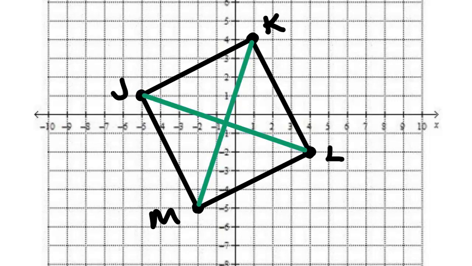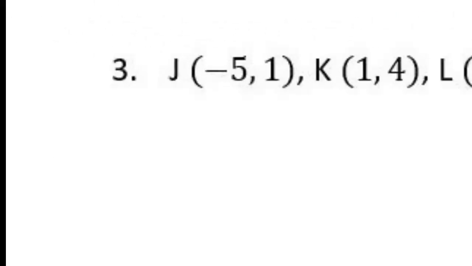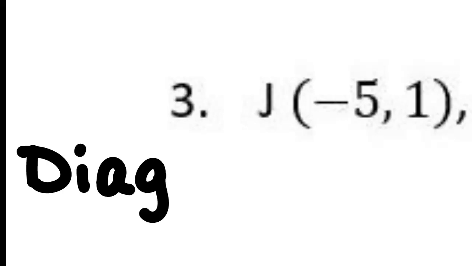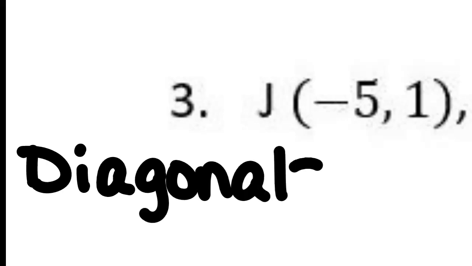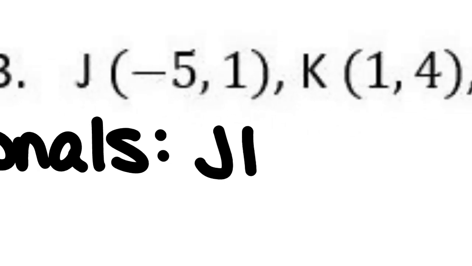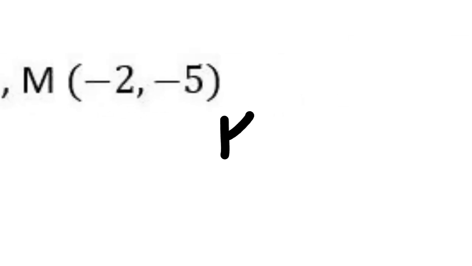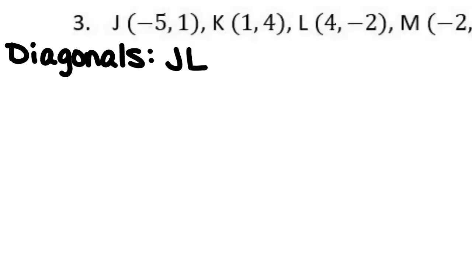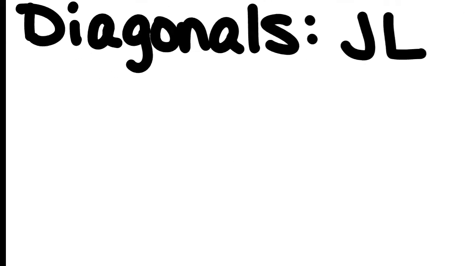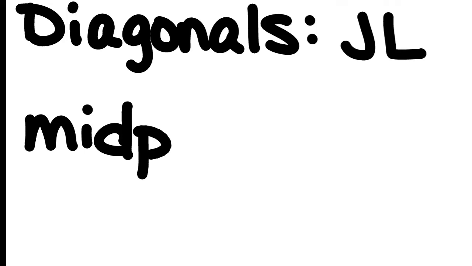So after I get my shape graphed and I've drawn in those diagonals, first thing I'm going to do is write down what those diagonals are. Diagonals JL and KM. So we need to find the midpoint for both of these and compare them to see if they're the same. So midpoints.